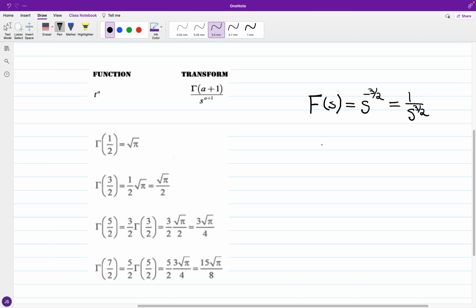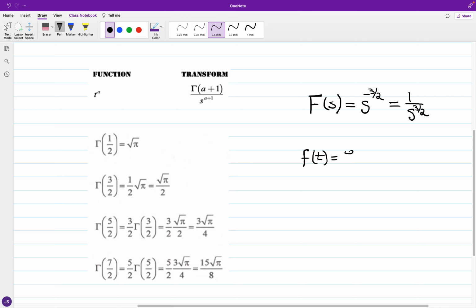Okay, now crossing over to the determination of the function on the basis of what we have for a given Laplace transform. Now f of t is going to be the inverse Laplace of F of s. And here we have F of s is equal to s to the negative 3 halves, which is the reciprocal of s to the 3 halves.